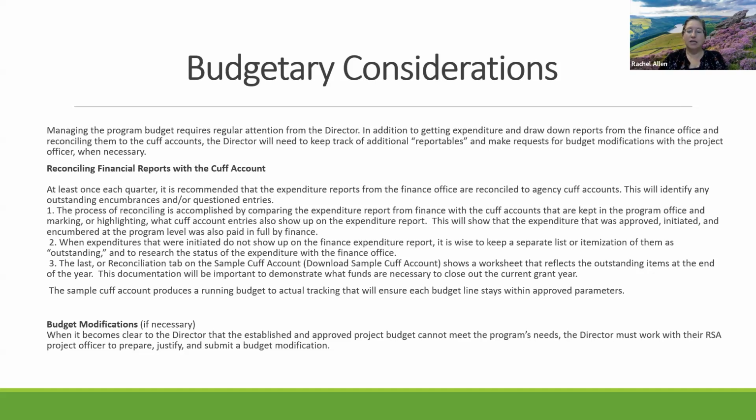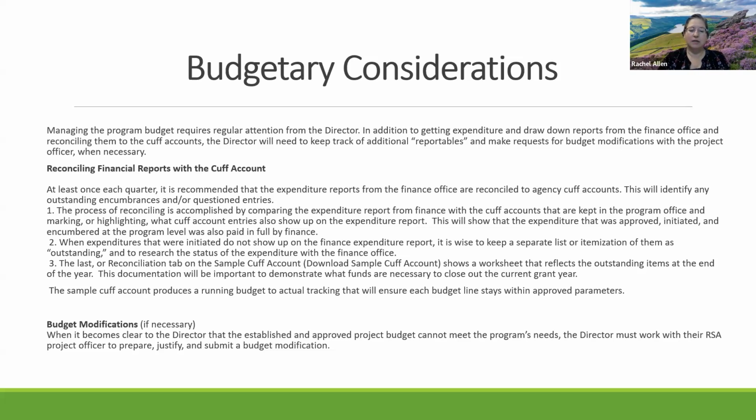We need to keep on top of that as much as we can. Make sure that we address any inconsistencies as they arise, instead of, like I said before, waiting a really long time and trying to scramble at the end of the fiscal year to get those things caught up or remedied if there was a discrepancy. So at least every quarter is a recommendation that the expenditure reports from the finance office are reconciled with the agency CUF accounts, or if you use another method besides a CUF account, this will help to identify and allow for those to be addressed.